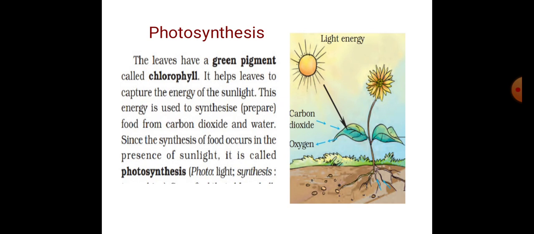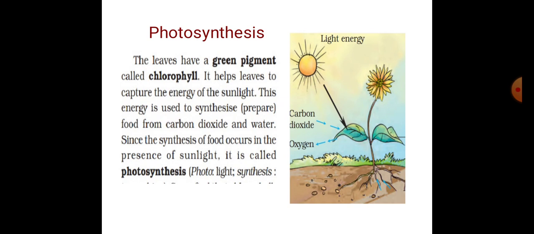Photosynthesis. Students, it is a food making process, first of all, which is done only by green plants. This process happens in the leaves because leaves are the green parts. It's very simple. Leaves are the green parts of the plant. So, photosynthesis occurs in the plant's leaves.